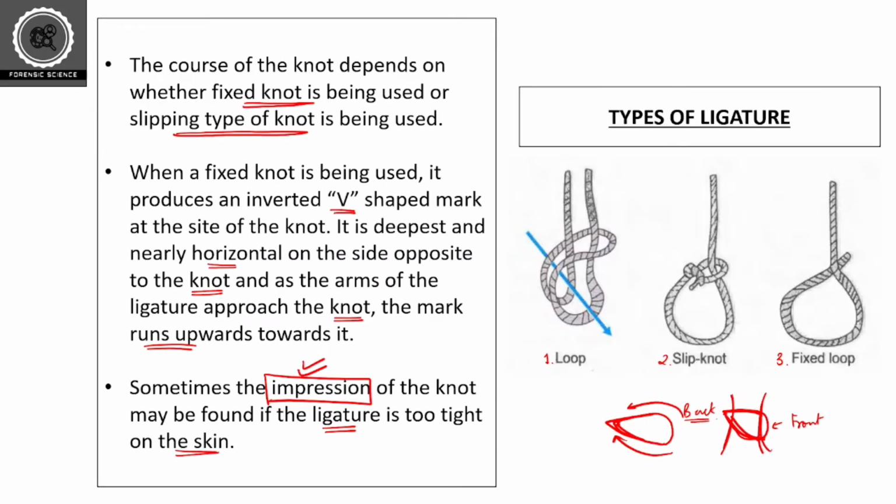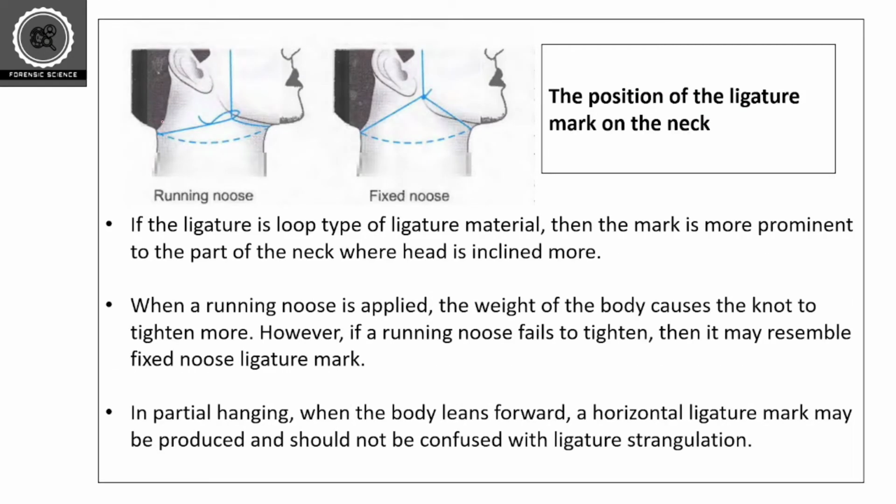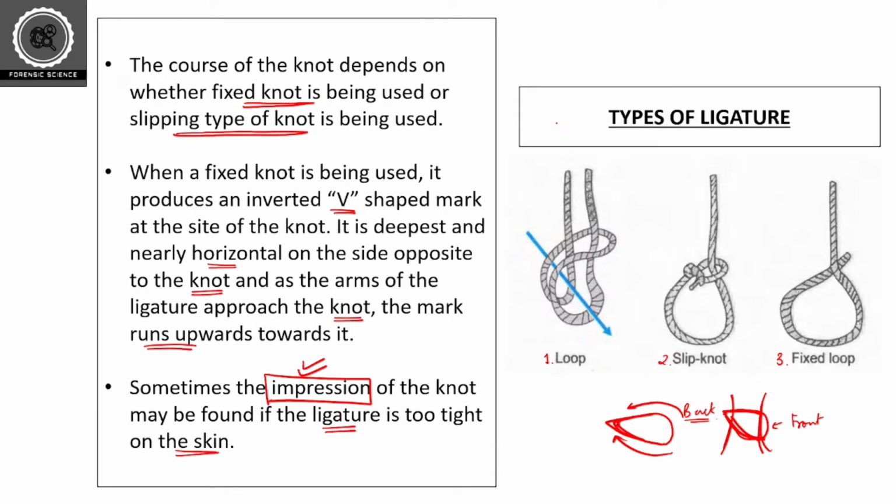Now, in case of a fixed loop, the knot is on the midline of the back of the neck. The ligature marks are seen on both sides of the neck, directed obliquely upwards towards the position of the knot.